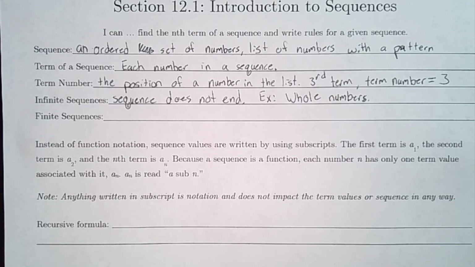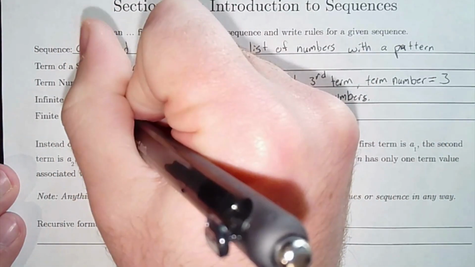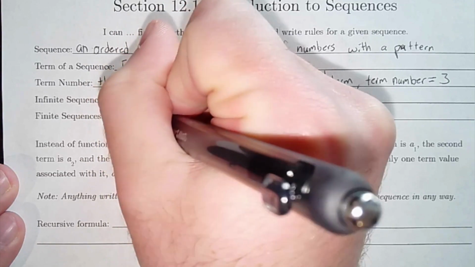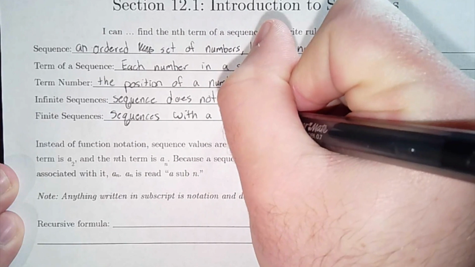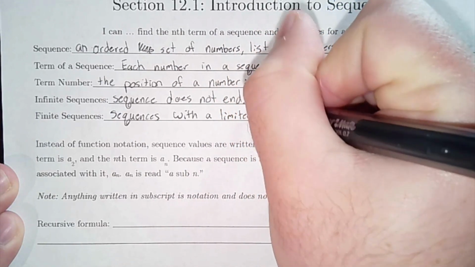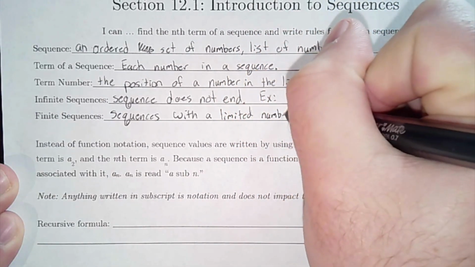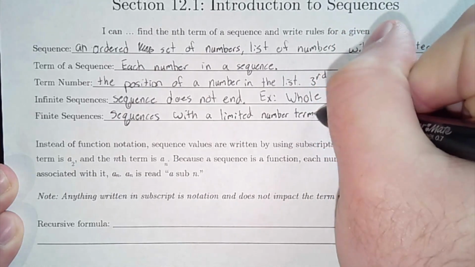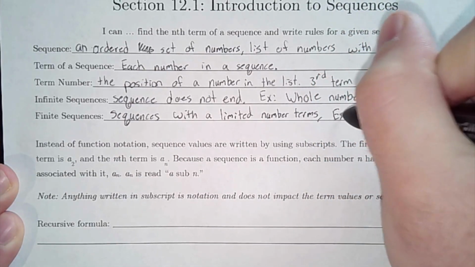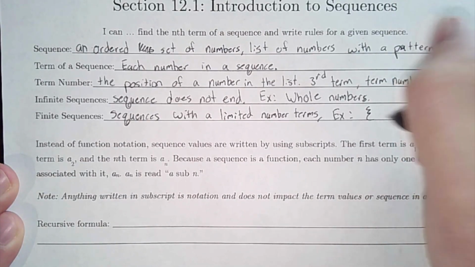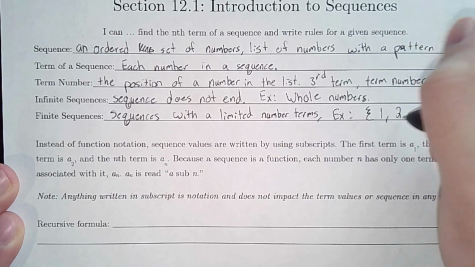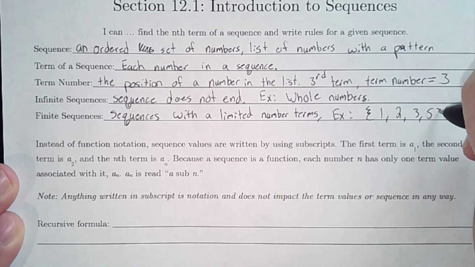But we also have things called finite sequences. Finite sequences are basically the opposite. They do end. So we say these are sequences with a limited number of terms. For an example, I can still use my whole numbers, but we're going to make it a list. I'm going to create my set notation, my bracket there. I might have 1, 2, 3, 4, and 5, but then it stops.